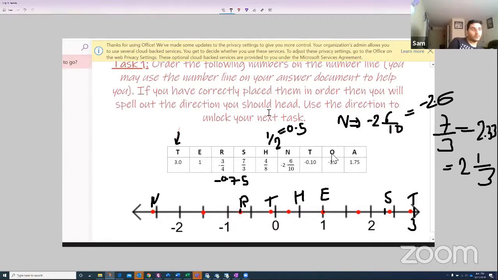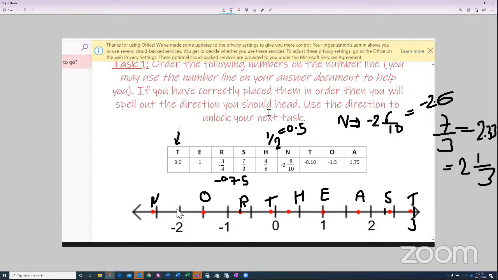Then we have to move to the O. O is -1.5, so we have to go to the left side. This is -1, and this is -1.5 right here. So this is O. Then we have A. A is a positive 1.75, so it's going to be positive, and we have to go to the right side. So 0, this is 1, this is 2, but this is 0.75, so more than 1, 75% of that one. So it's going to be this point right here, A. It's going to be 1.75.